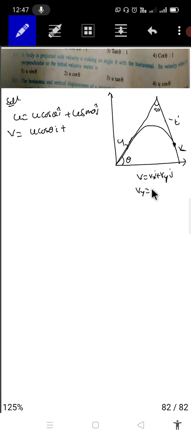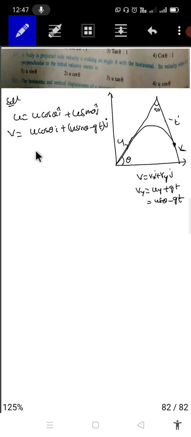vy is equal to uy plus gt. So here uy is u sin theta, and gt. When we are going upward, the direction is positive, while moving downward, g is negative, so j is negative. So this is moving in the downward direction, that's why vy is u sin theta minus gt, j cap. This is the final velocity.